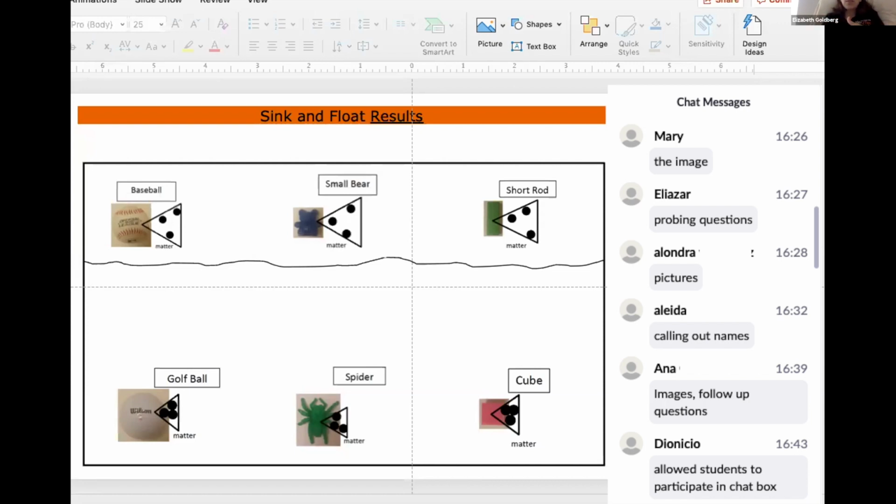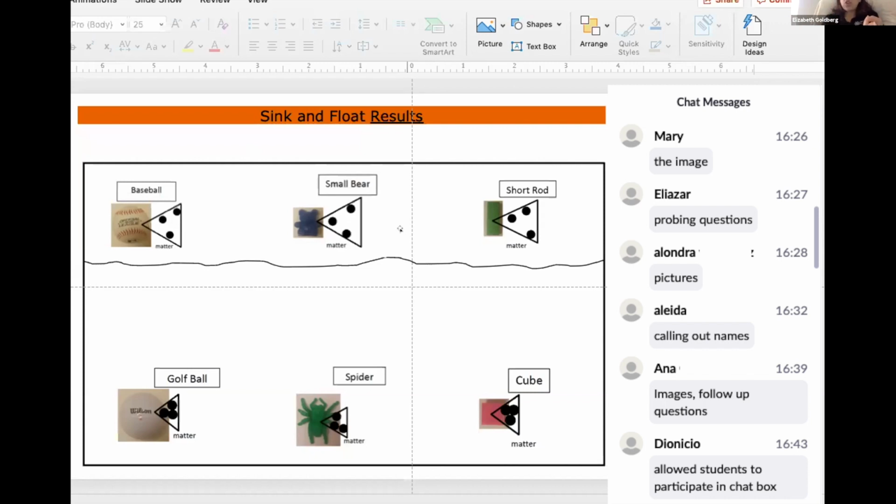And I'm seeing some great comments in the comment box. I'm seeing probing questions. I'm seeing pictures. Yes, visuals, visuals, visuals. And I'm seeing calling out names. I'm seeing images. I'm seeing follow-up questions. And I'm seeing the chat box. So all of those strategies are going to be available to you. You can show the images.